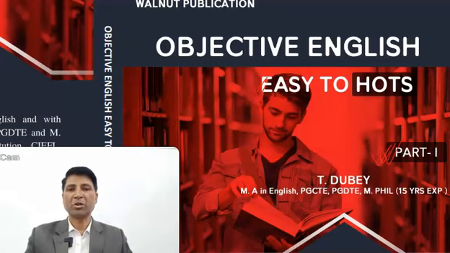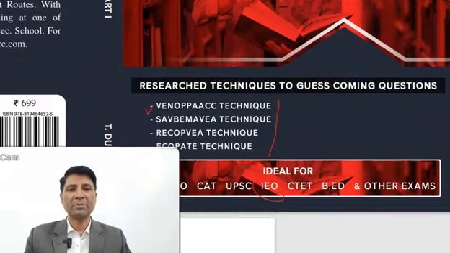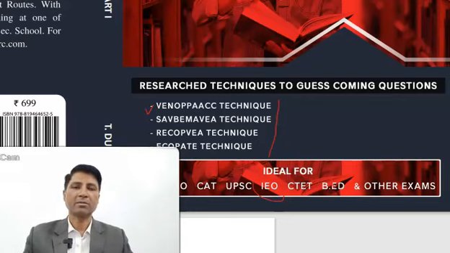The cover page that you can see on your screen shows the title of my recently published book, Objective English Easy to Hearts, Part 1. In this book, I have written some research techniques as you can see at the bottom of the cover. With the help of these techniques, any student can get mastery over English language, grammar, vocabulary, sentence arrangement, and not only that, with the help of these techniques, I am going to show you how you can predict, how you can guess most of the coming questions before exam.